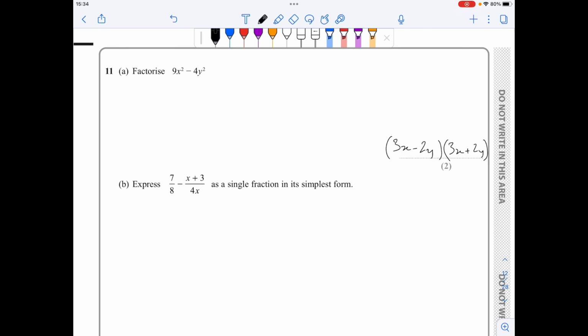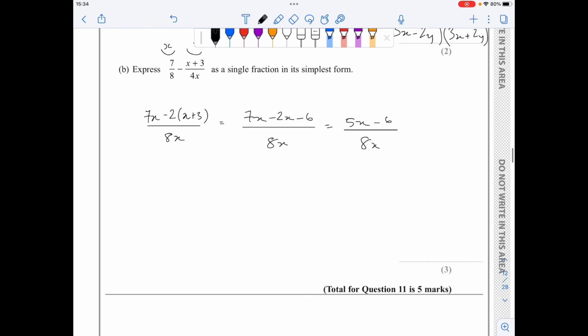In part B, I'll need to merge this into one fraction. I'll multiply the first by x and the second by 2. My common denominator will be 8x. And then I'll have 7x minus 2 times x plus 3. Now, if I expand, I'll get 7x minus 2x minus 6 over 8x. And this simplifies to 5x minus 6 over 8x. And that's the final answer.